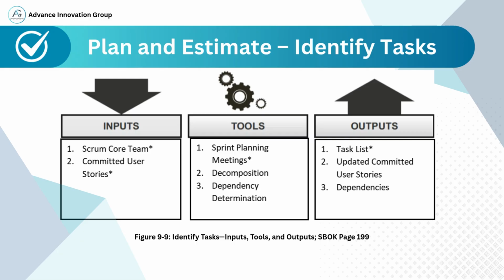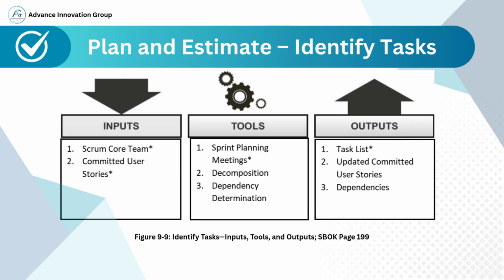As a result of this process, we get three important outputs. 1. A well-defined task list, which acts as the day-to-day to-do list for the team. 2. Updated committed user stories, which may now have additional clarity or adjustments based on task identification. 3. A record of all dependencies, which will help avoid bottlenecks or delays later in the sprint.